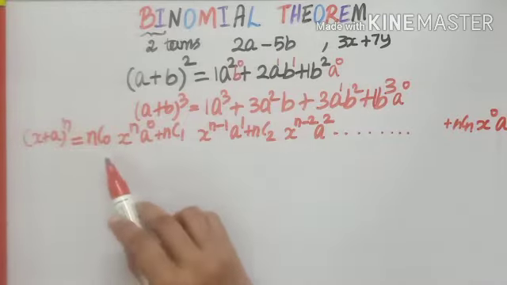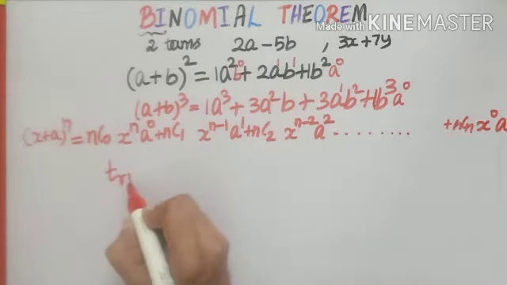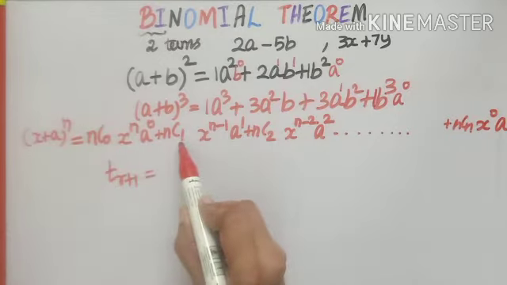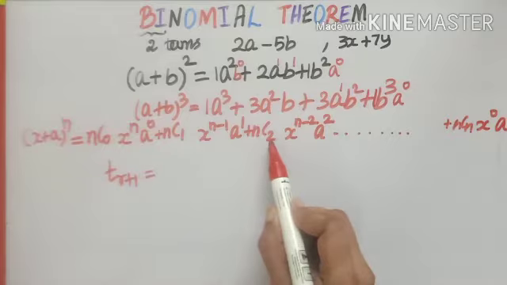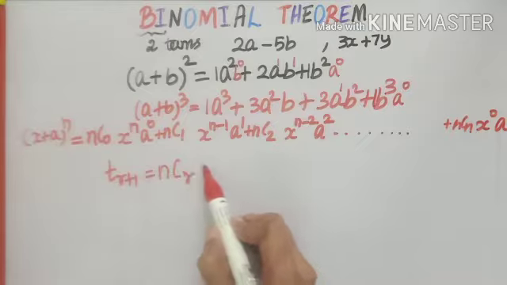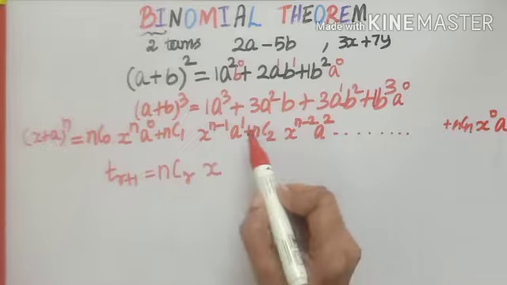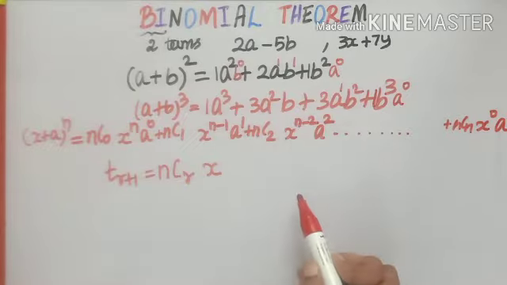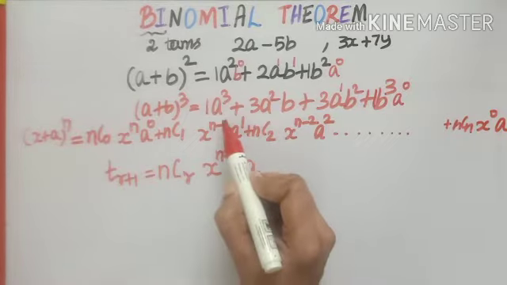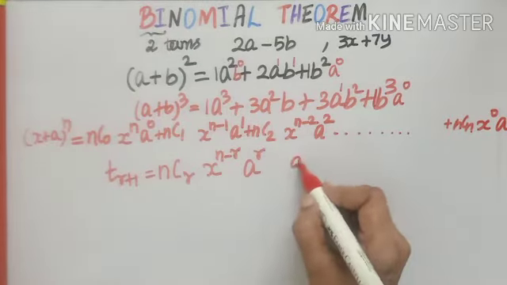What all we understand from this expansion? First of all, how will I write the general term? See, first term is having 0. Second term is having 1. Third term is having 2. So, (r plus 1)th term, I will write nCr. x power, here n and 1, power is n minus 1. Here n and 2, power is n minus 2. So here n and r, power is n minus r. a power, here 1, here 2. So here r. So this we call general term.